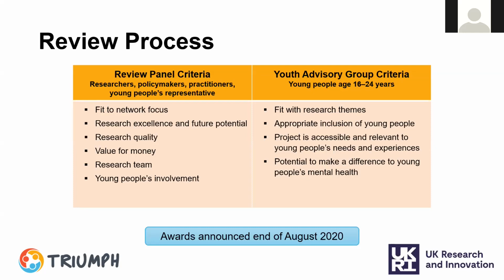So young people will be looking specifically at the relevance of the project to young people and the appropriate inclusion of young people in the project proposal, but also in how the project will be delivered. Whereas the review panel will also be looking at things such as the feasibility of the project plan, the value for money, and also the potential for future development into larger scale projects. So we'll be reviewing these applications, and awards should be announced by the end of August.